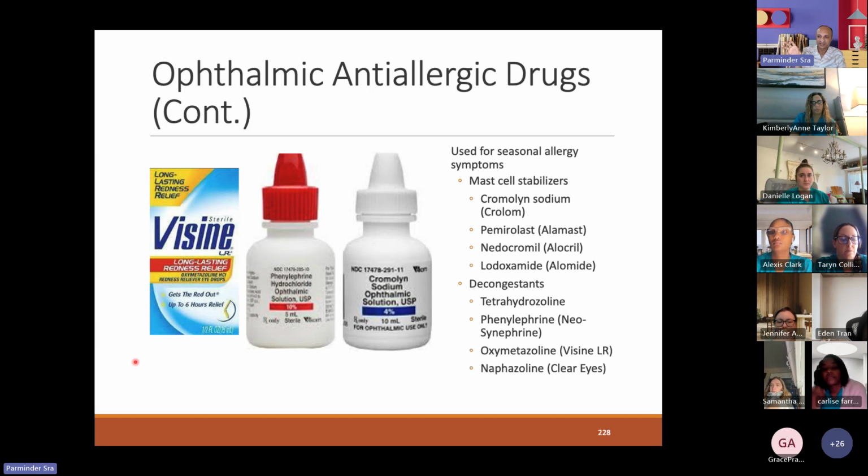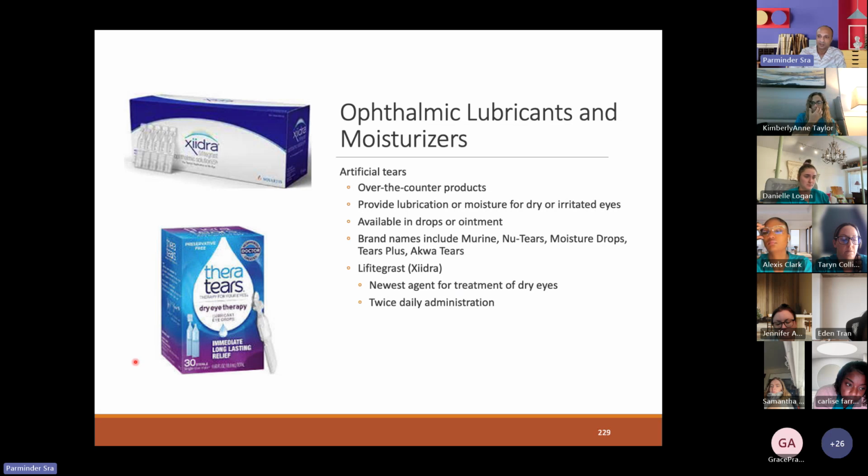Okay, so Visine, very common, guys. OTC products for allergies as well as other relevant symptoms. Then this is a newer drug, Xiidra, and these are your artificial tears. These are ophthalmic lubricants called artificial tears to relieve symptoms of excessive dryness, irritation of the eyes.